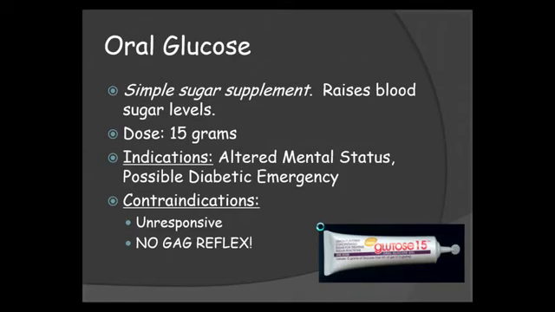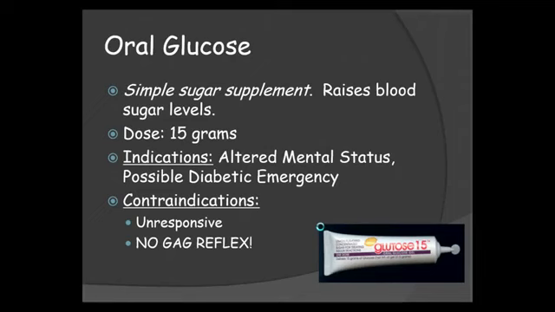Oral glucose is a simple sugar supplement that raises blood sugar levels. The dose is 15 grams. Every tube is 15 grams of simple sugar. These can be obtained at any pharmacy, any drugstore. However, in your case, they'll be in your medication bag. Indications are altered mental status or possible diabetic emergency as indicated and verified by a D-stick or AccuCheck.